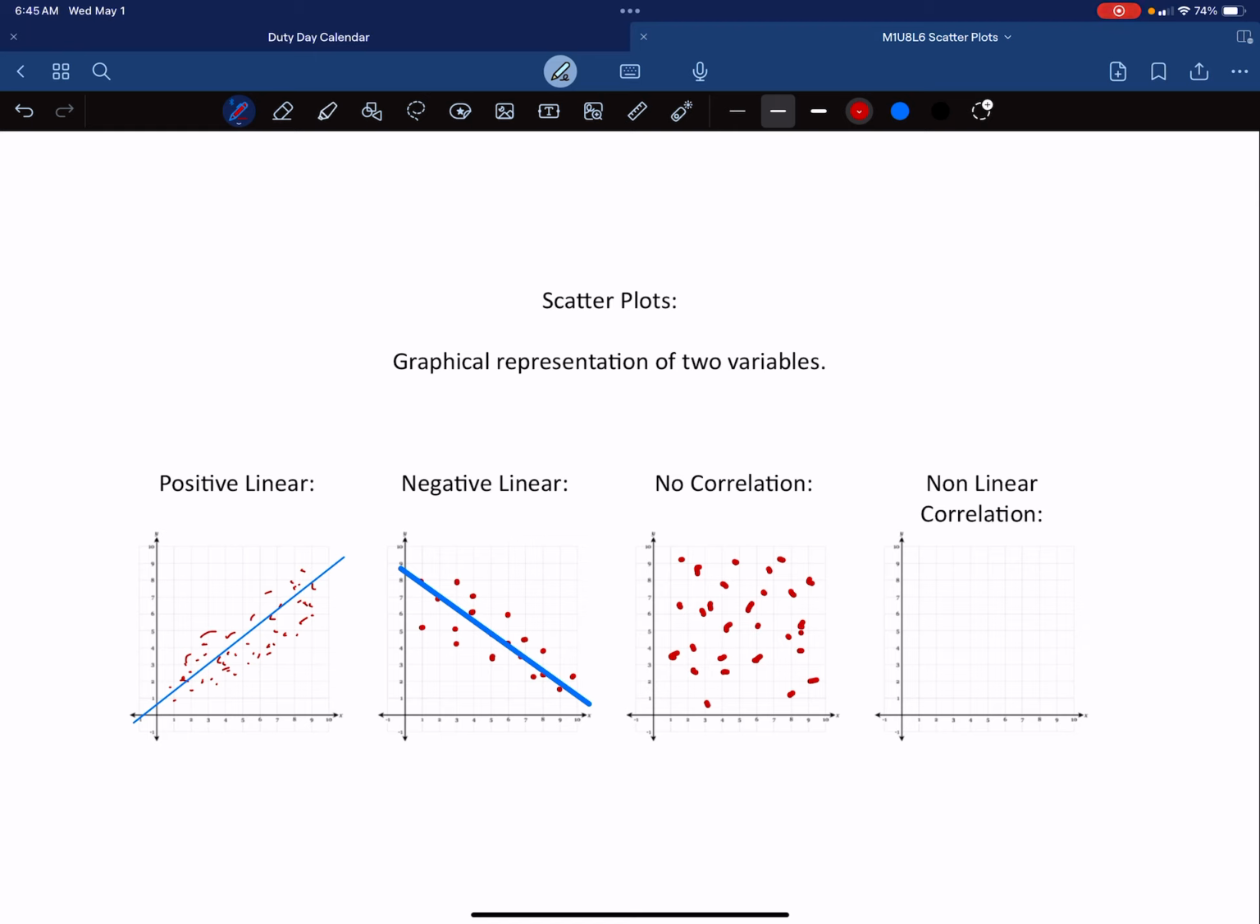And we might also see something like an exponential correlation, where it's not quite linear, but it's also not no correlation. So my graph would look something like this. Okay, so we have positive, negative, no correlation, and nonlinear correlation. Those are our 4 types, right? So let's jump into our examples now.